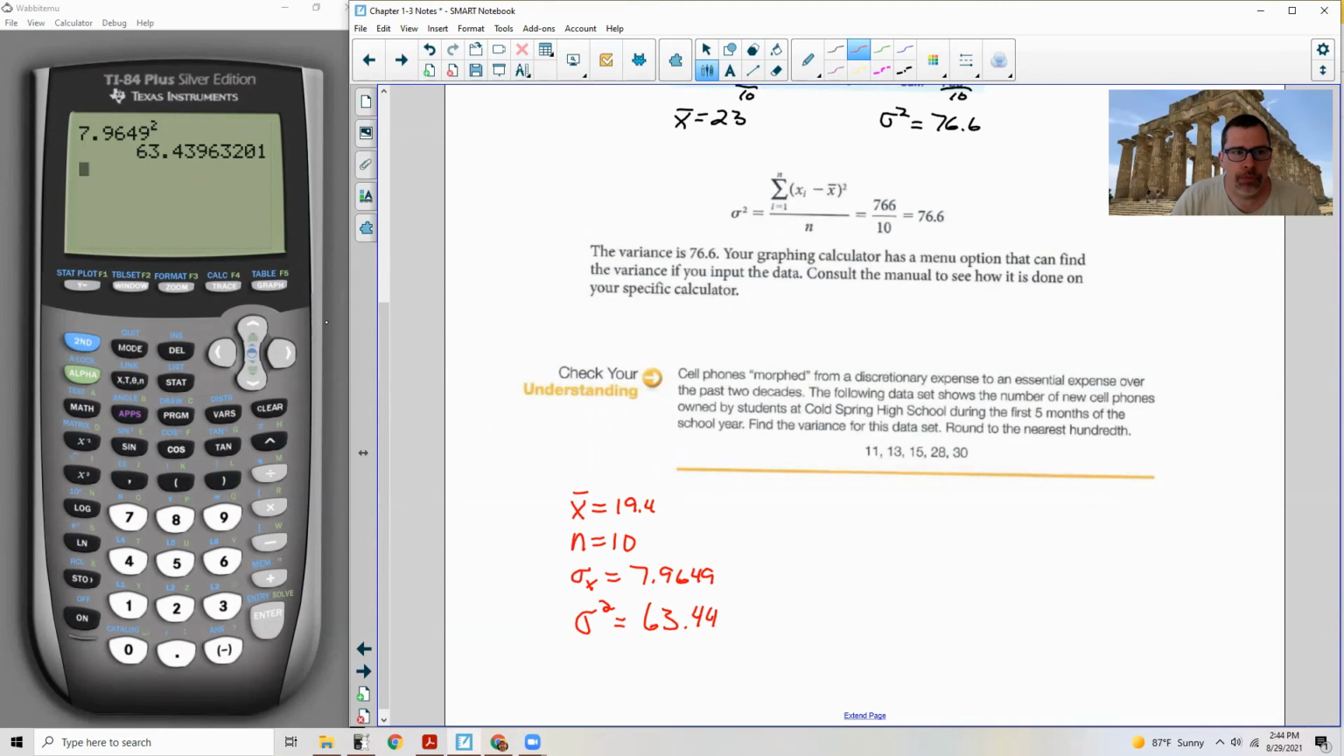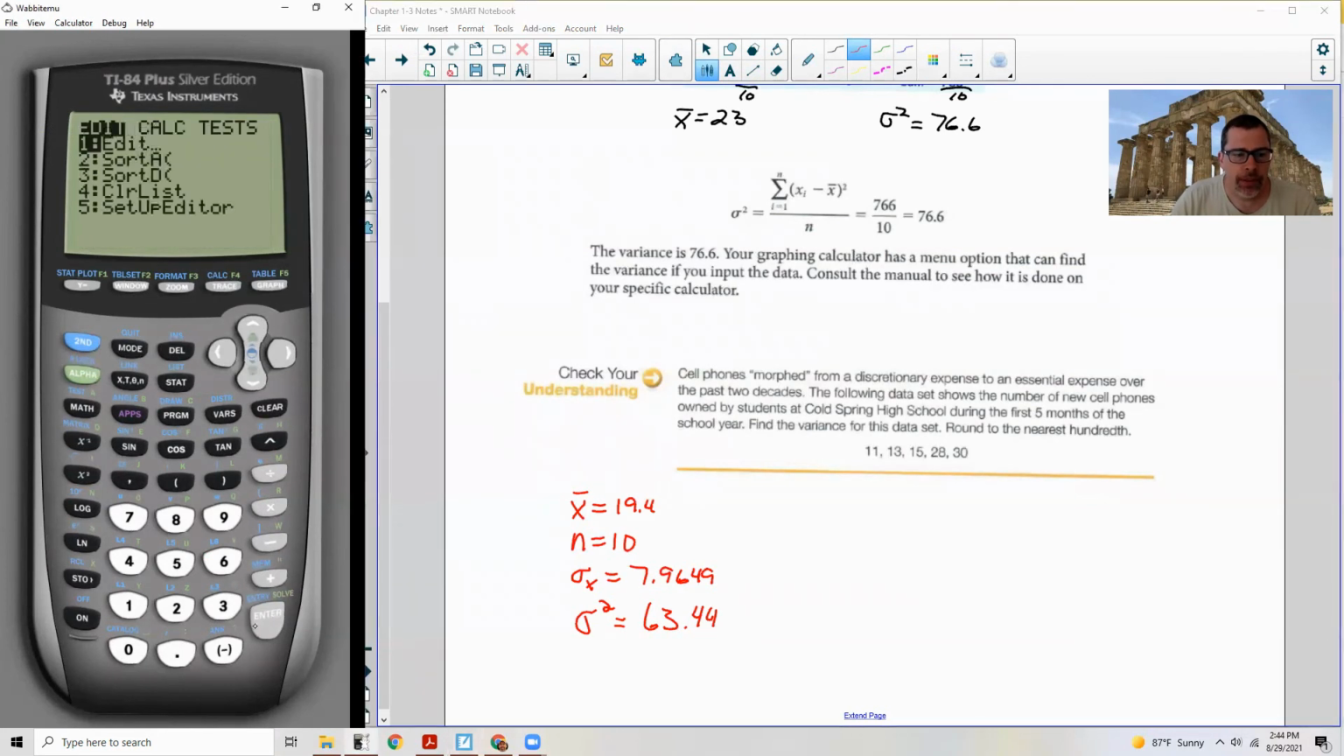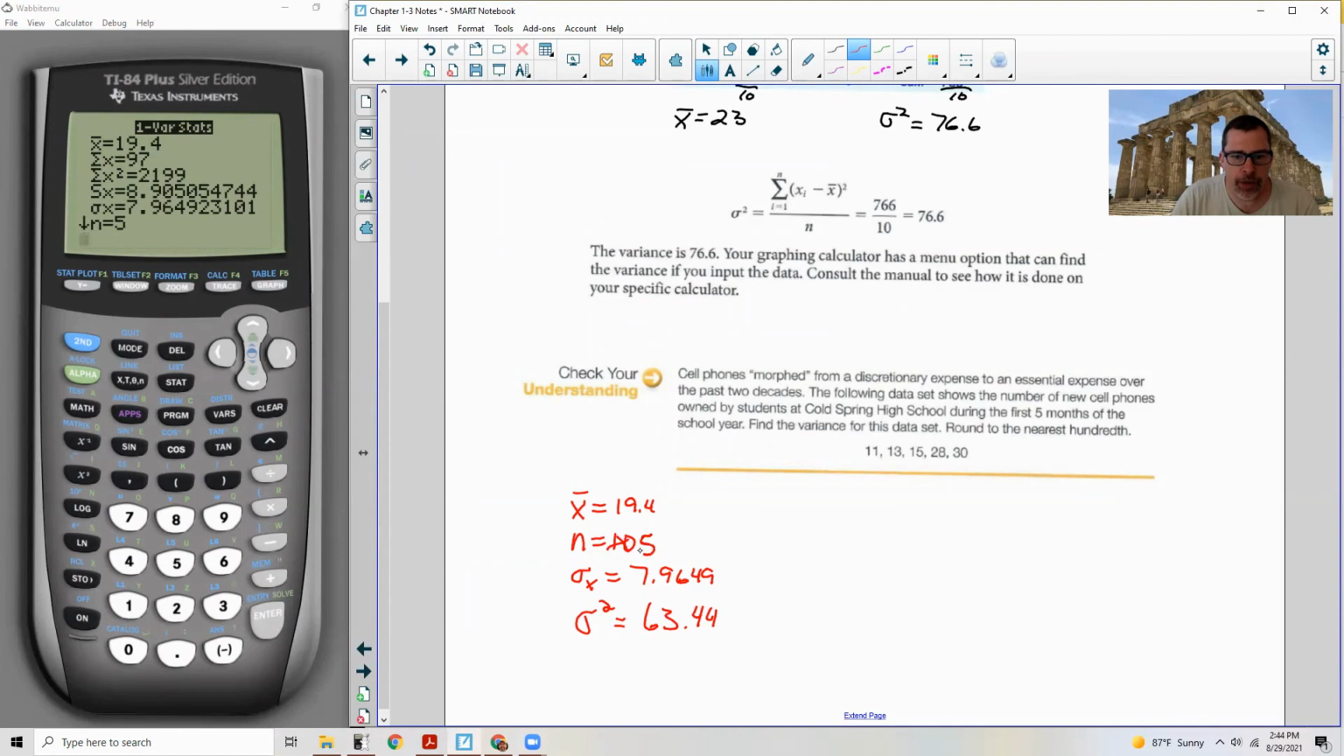Oh, is that right? Stat, edit, okay. Stat, calculate, 1, 2, 3, 4. My N is not 10, by the way, it's 5. That's why I went, oh, so 19.4, sigma is 7.96, so the sigma squared is 63.44.